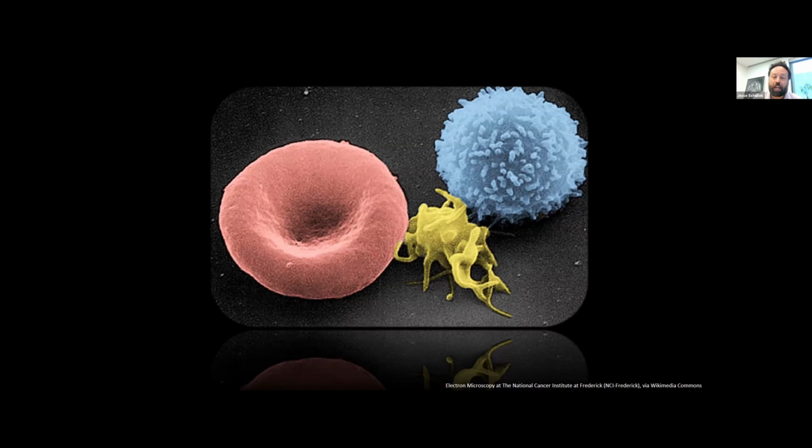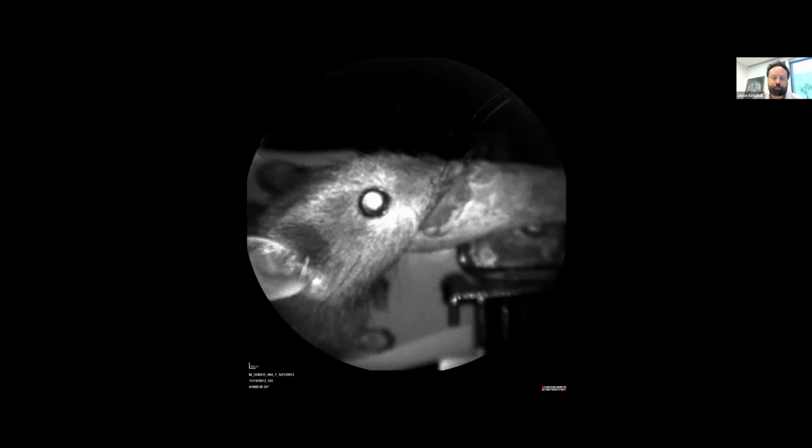So here is a familiar scanning electron micrograph of a red blood cell, pseudocolored in red, a white blood cell in blue, and an activated platelet. This is, of course, an image that's taken outside of the body. But we are very interested in understanding the anatomy, morphology, and behavior of these cells inside the living eye. And this will be the focus of today's talk.